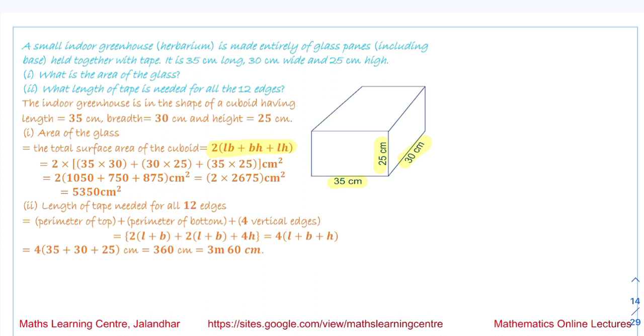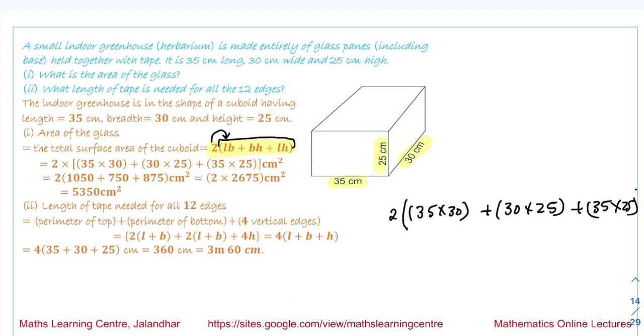I am again repeating this thing, that first of all you have to solve this and then you will multiply the answer with 2. I am saying it is 2 into 35 into 30 plus 30 into 25 plus 35 into 25. First of all, what we are going to do is we are going to multiply these terms.